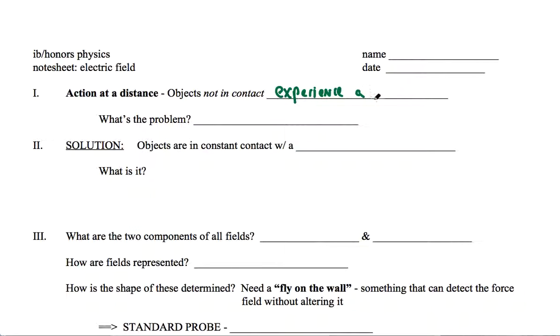Now we have seen this with the force of gravity. The force of gravity doesn't need two things physically touching in order to feel a tug on each other. So the question is, what's the problem with that? Why can't things that are not touching experience a force? The question really becomes, what is the mechanism? So what is the mechanism for us in order to explain how this works? The solution is that rather than thinking about the objects touching physically, we can say that objects are in constant contact with a field.